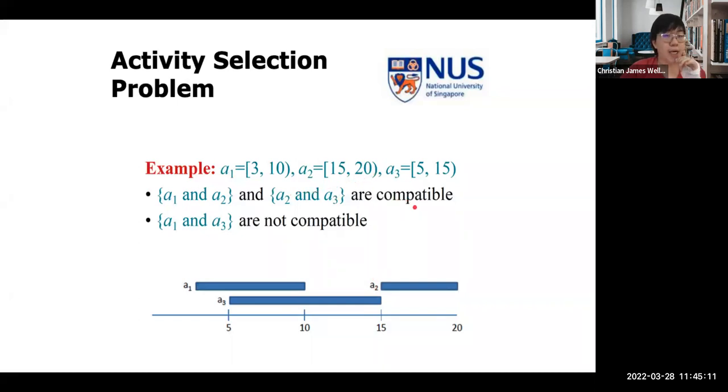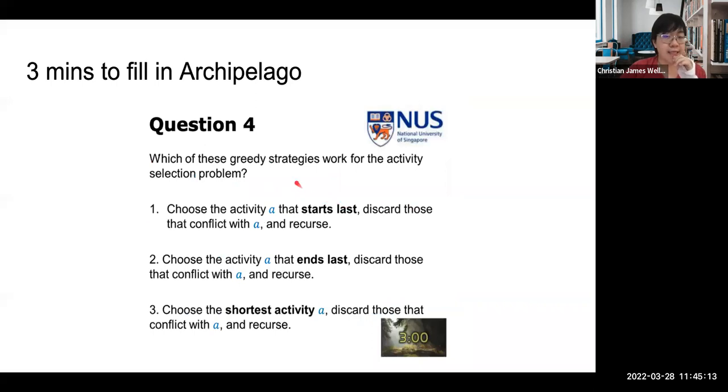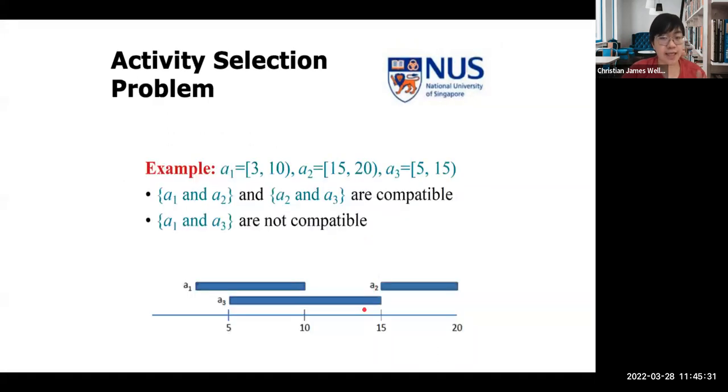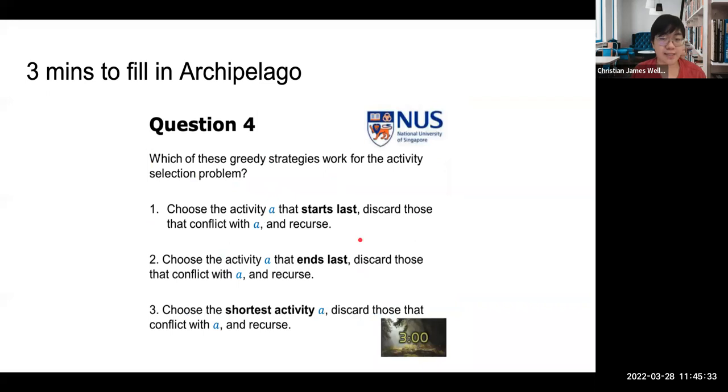So the problem here is that in the activity selection problem, we want to find the largest set of mutually compatible activities. We want to take as many as possible, a largest subset, such that they don't overlap. So there are several options here. One is you choose the activity that starts last. Among everything, you choose the one that starts last.